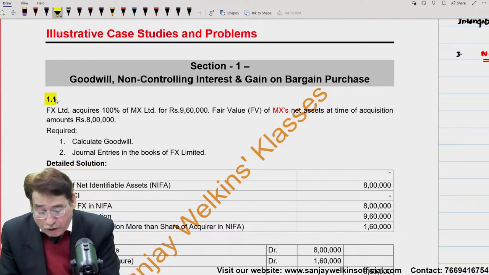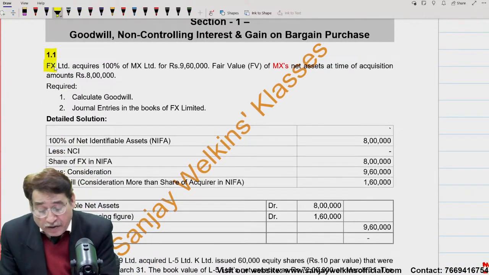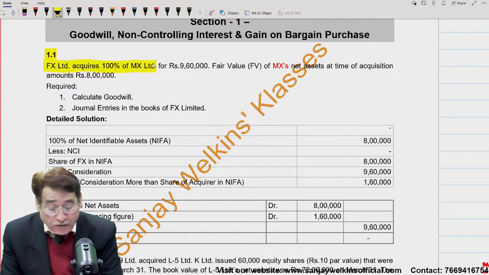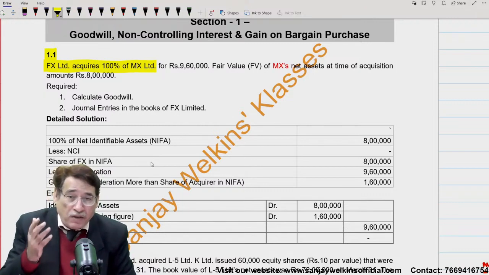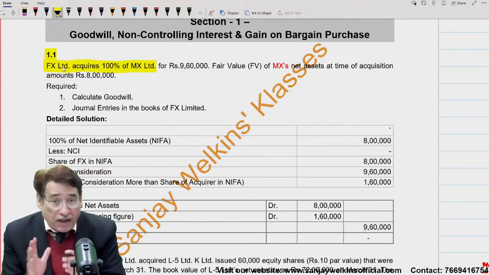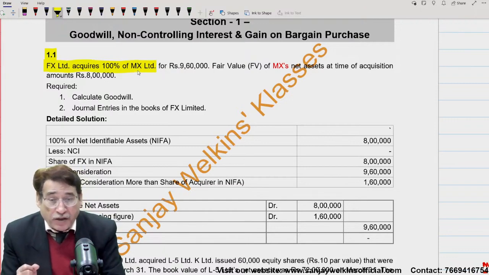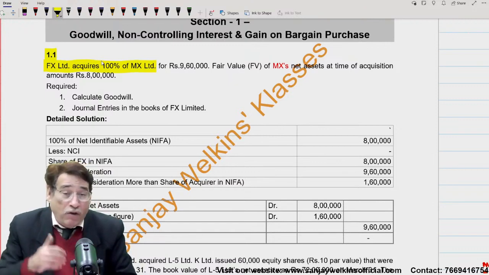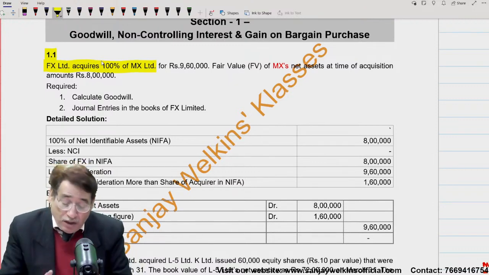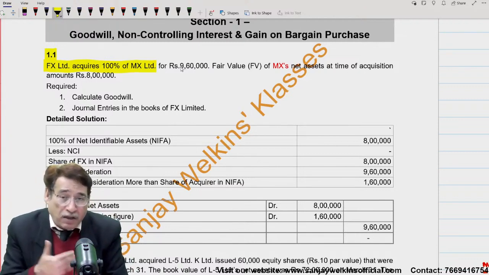Now we are picking up question number one to start the proceedings. Here it states that FX Limited acquires 100% of MX Limited. Kindly tell me who is the acquirer company. The acquirer company is FX Limited. In this case, which company is being acquired? MX Limited. How many shares are you getting? 100% of the share capital. So what is the NCI, sir? NCI is zero, because the entire share capital is in our hand.